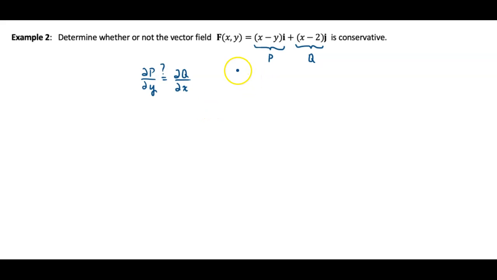So is this true? Well, let's find the partial of P with respect to y. Simple derivative here. This just gives us a -1. And the partial of Q with respect to x: the derivative of x minus 2 with respect to x is a +1. Because -1 obviously does not equal +1, the vector field is not conservative.